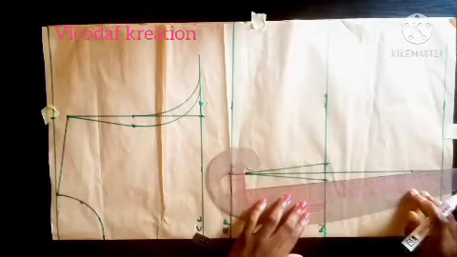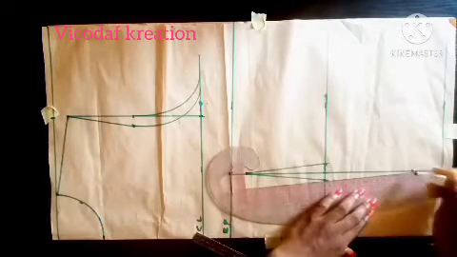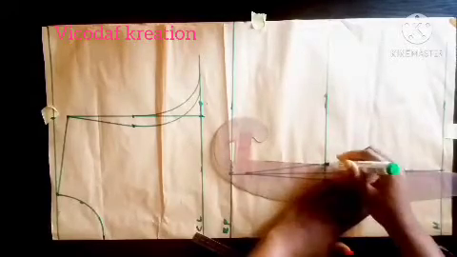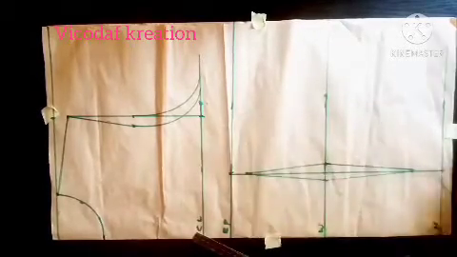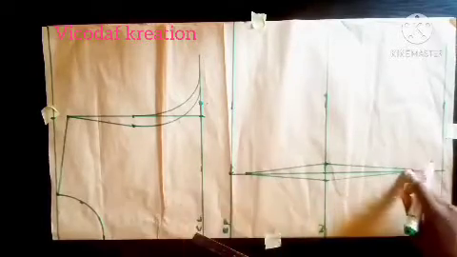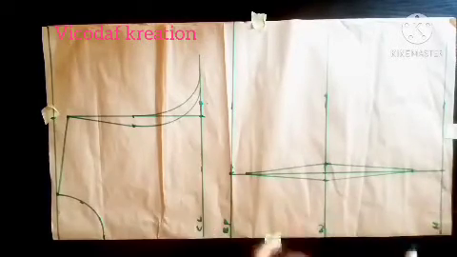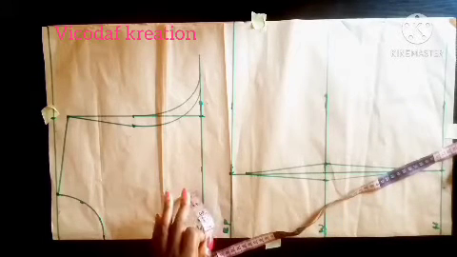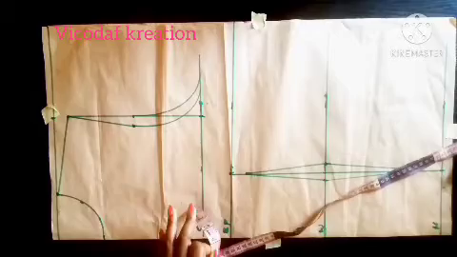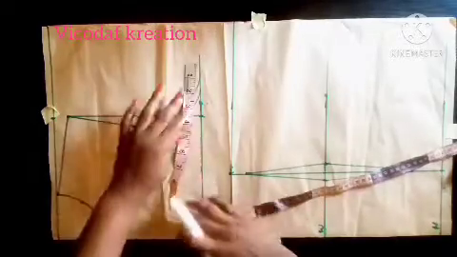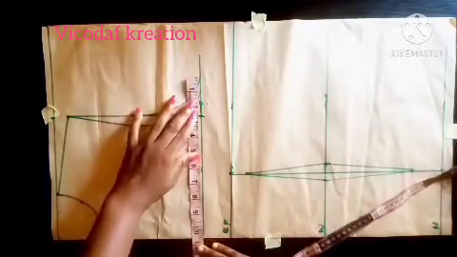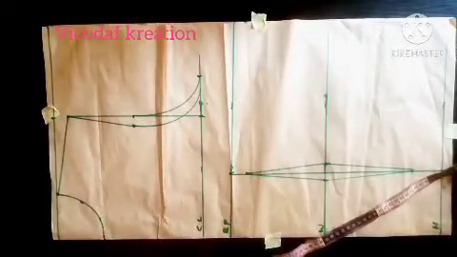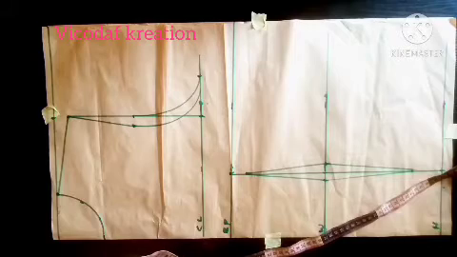Then I will connect it to the 2 inch as well. So this is our front dart. So now I'll be adding our measurement. My bust is 42. If I divide 42 by 4, that will give me 10.5. So I'm marking 10.5 on my chest line.